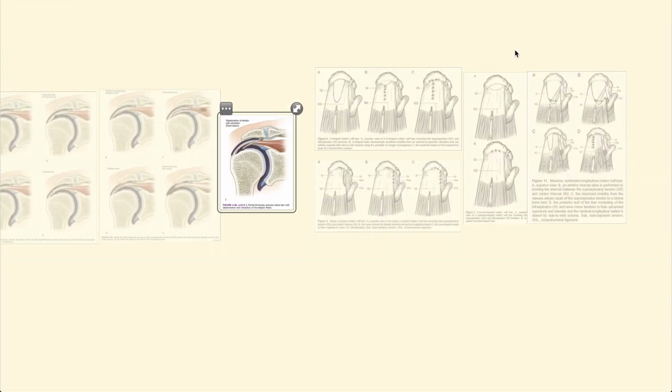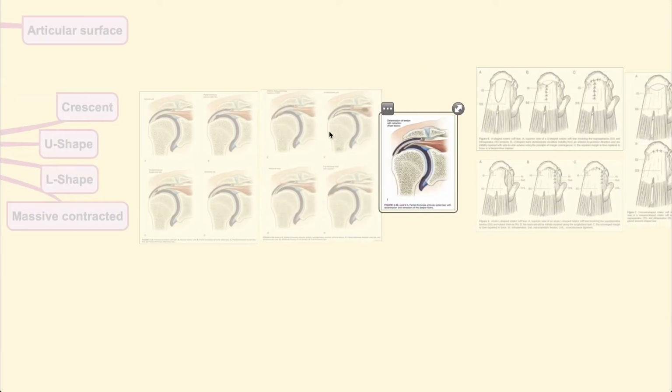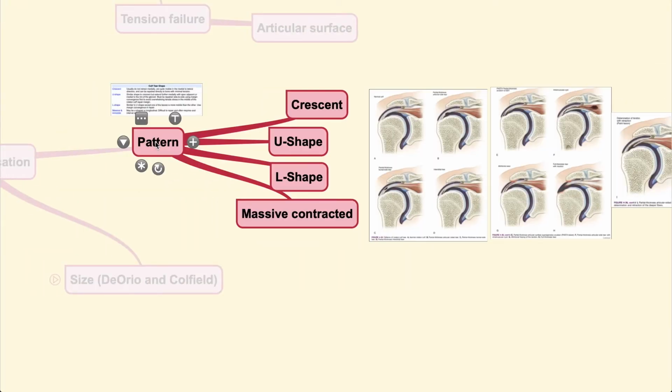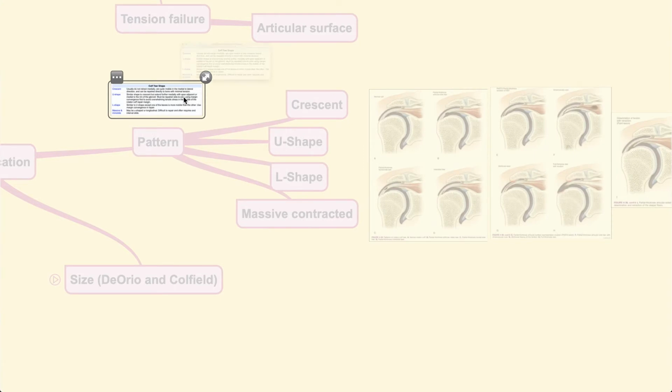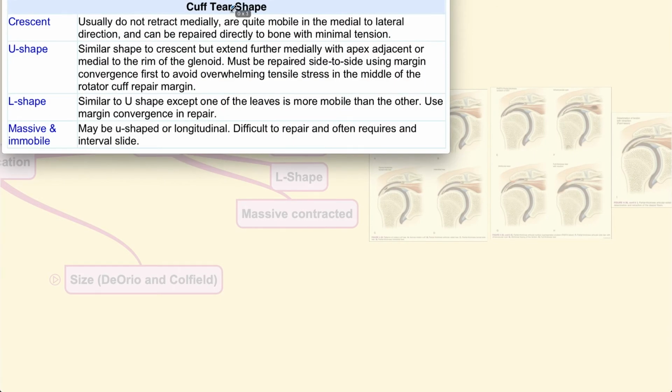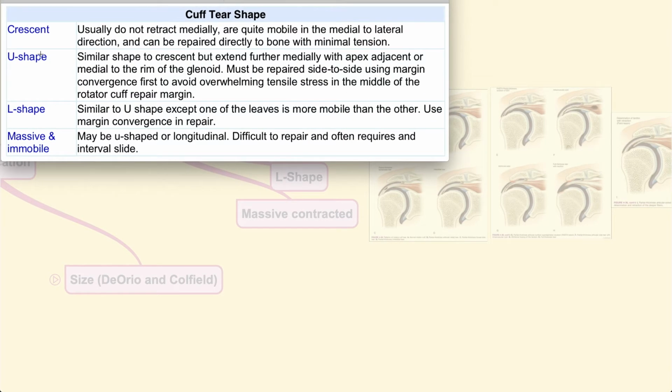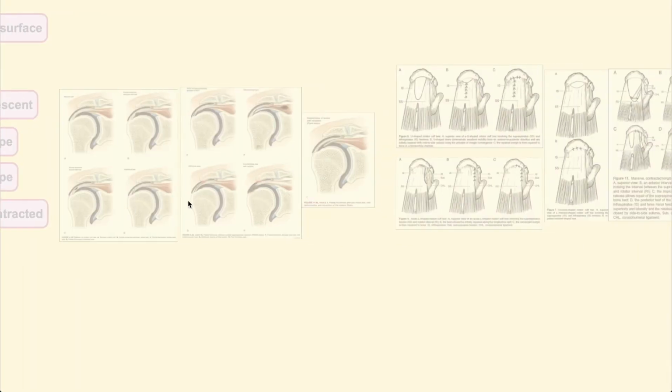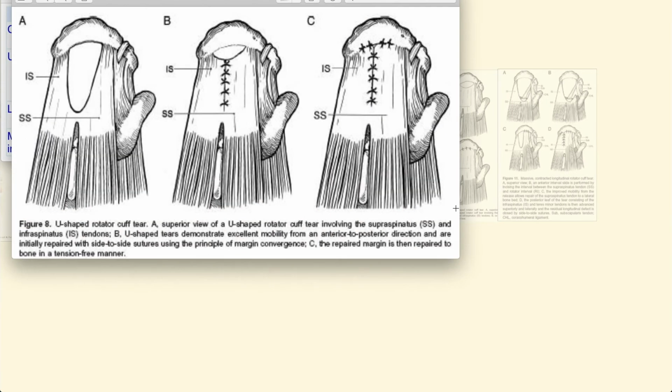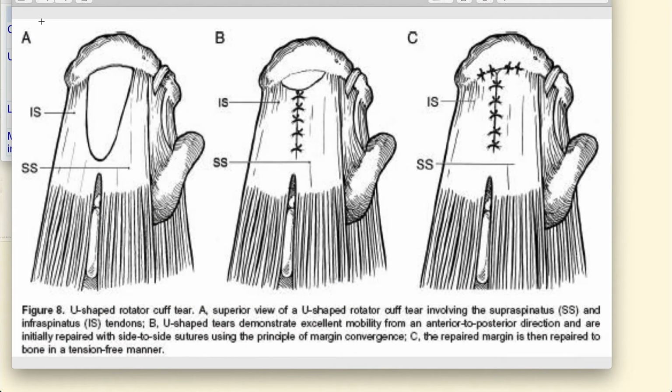Well, knowing all of that, let's go back to the classification based on the pattern. I would suggest that you remember this one because it is quite simple. So the pattern could be divided into a crescent type, U, L, or massive type. Like in this picture depicted here, you could see that this is a U-shaped type of rotator cuff tear that is later on repaired through surgery like these, and we will discuss about these later on in the next video.